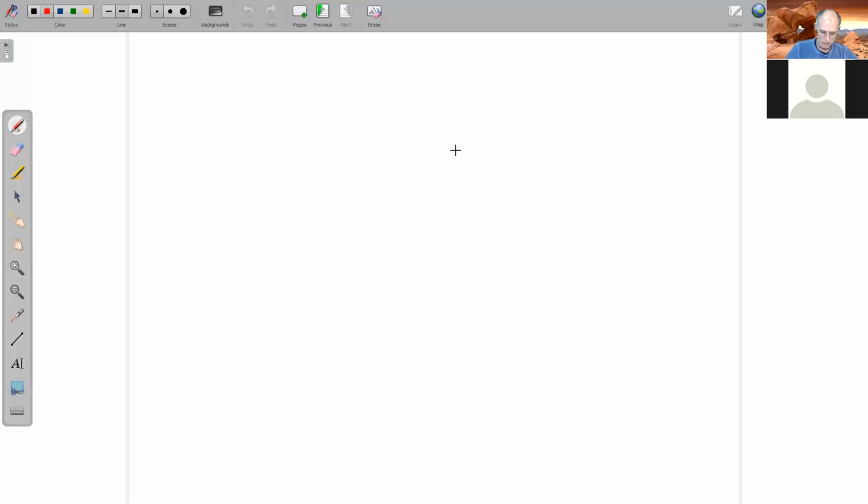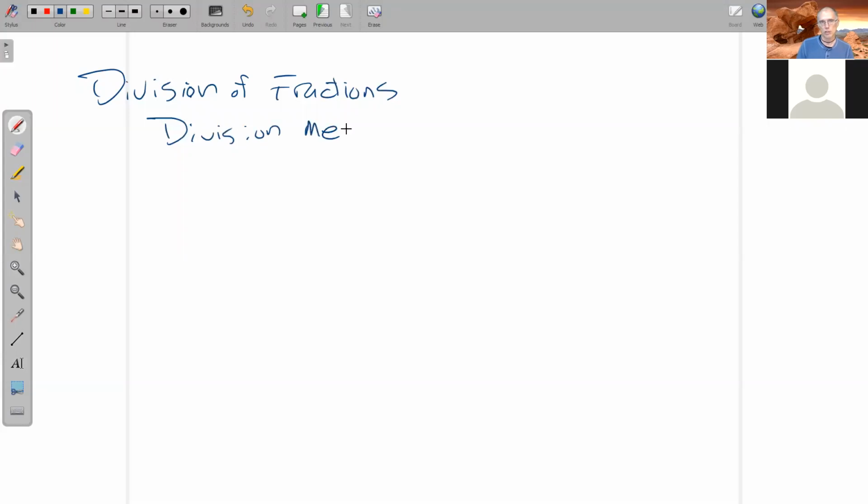All right, so next, division. There's a couple ways to think about division that we looked at last week. And for using the toys like the pattern blocks, the easiest thing to do is the idea of groups in. So division of fractions. Division means groups in.